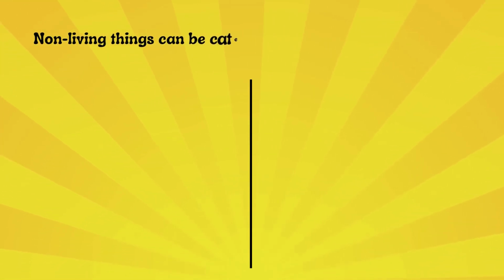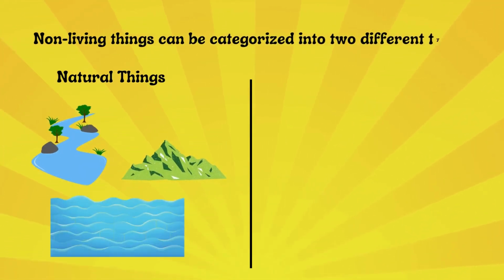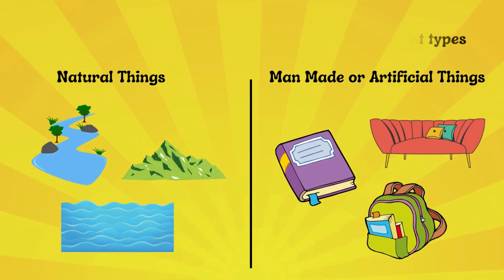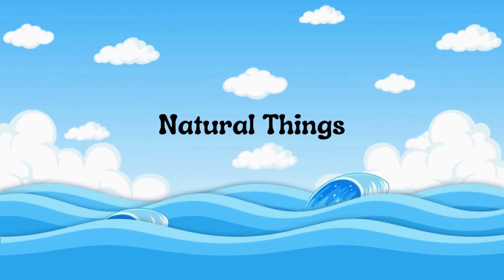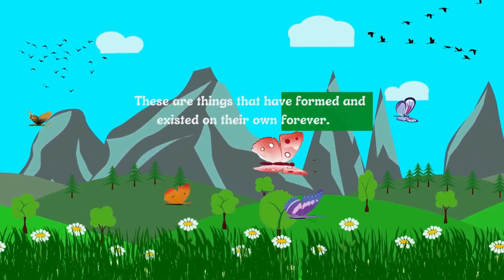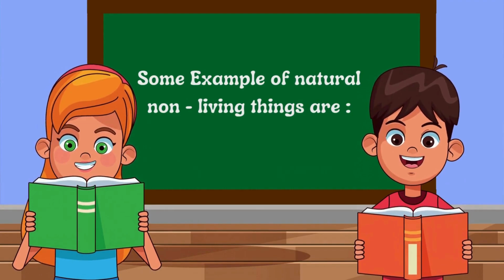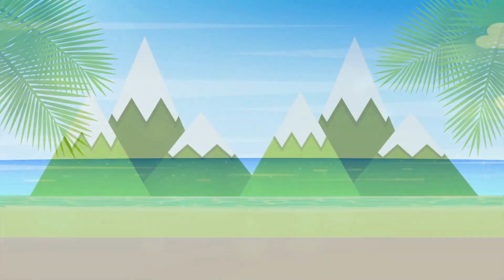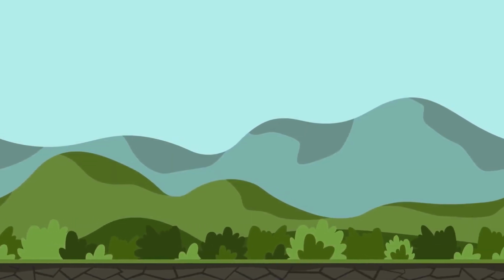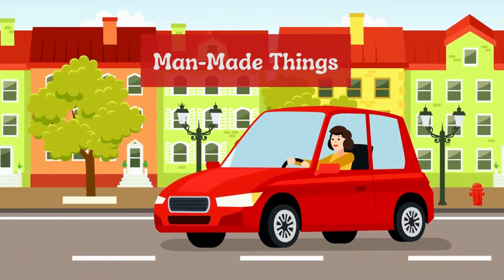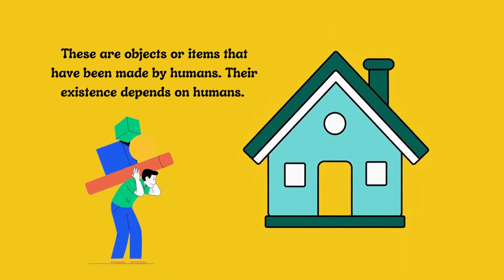Non-living things can be categorized into two different types: natural things and man-made or artificial things. Natural things. These are things that have formed and existed on their own forever. Some examples of natural non-living things are rivers, oceans, mountains, hills, planets and stars. Man-made things. These are objects or items that have been made by humans. Their existence depends on humans.